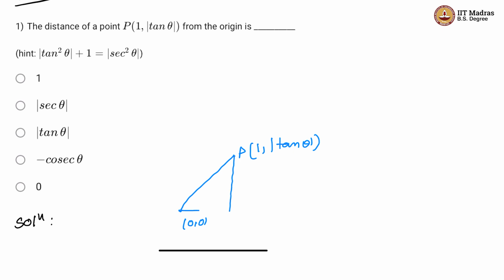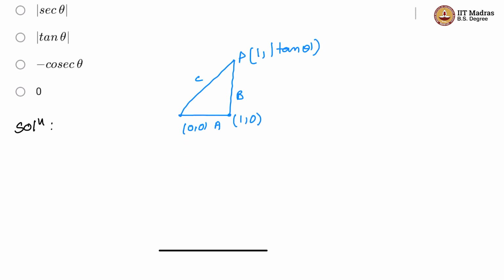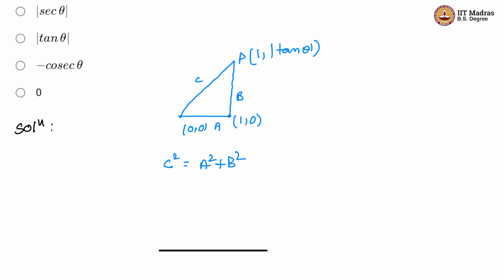So according to our formula, we know the coordinate of this is 1 comma 0, right? Suppose this is our A, this is our B, this is our C. Then according to the Pythagoras rule, C square is A square plus B square, right? A square is the length of this line, which is 1, and B is the length of this line, which is modulus of tan theta. So we have tan square theta.